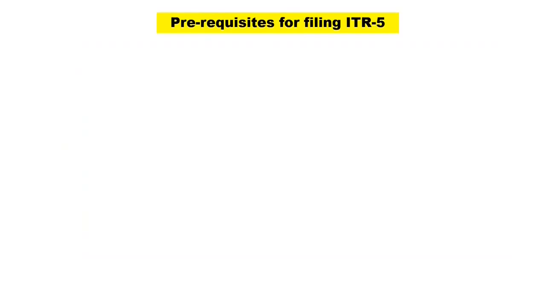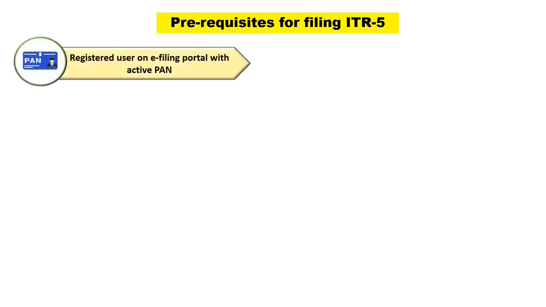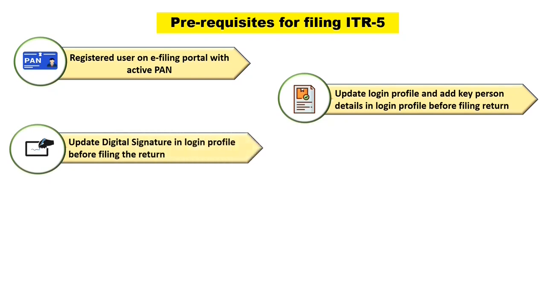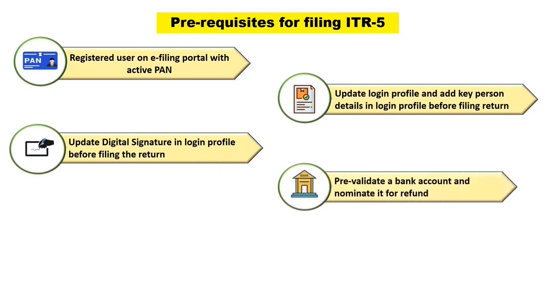Before going to the FAQs on ITR5, let us see the prerequisites of filing the form. In order to file the form on the e-filing portal, you should be a registered user on the e-filing portal with an active PAN. You must update your login profile and add key person details in login profile before filing income tax return. You must also update digital signature certificates in login profile before filing the return. You should also pre-validate a bank account and nominate it for refund.